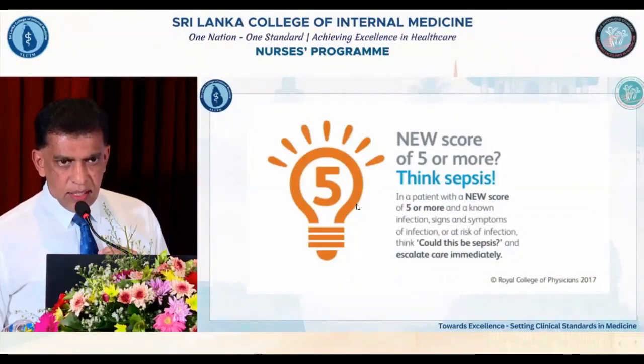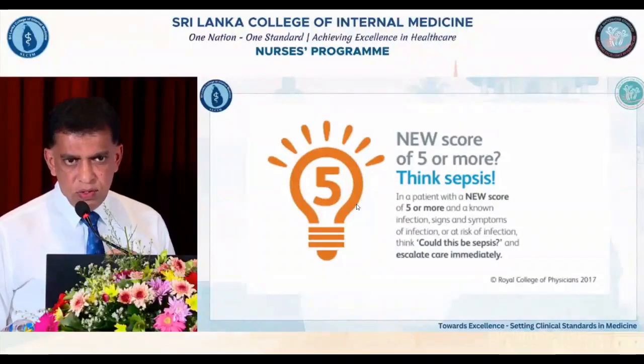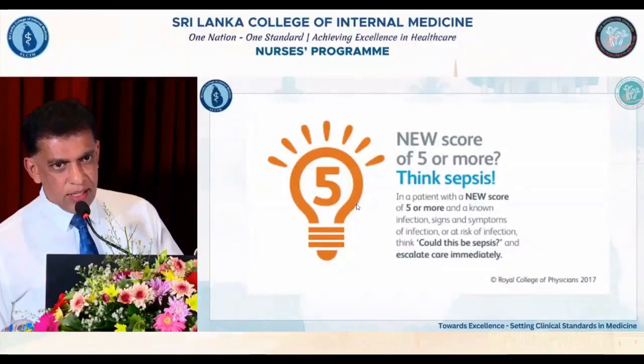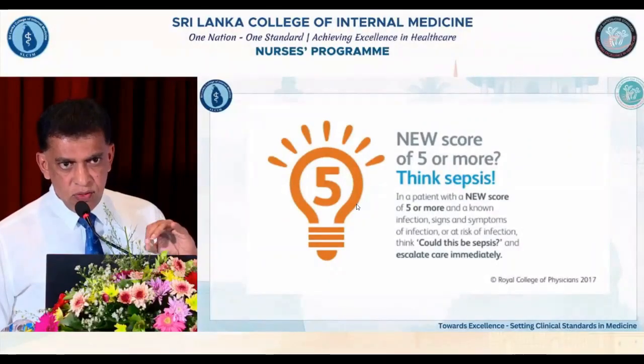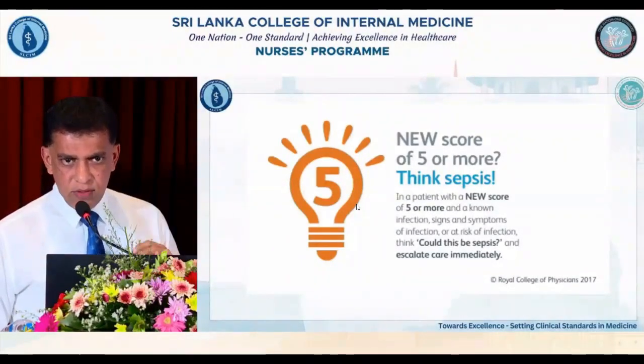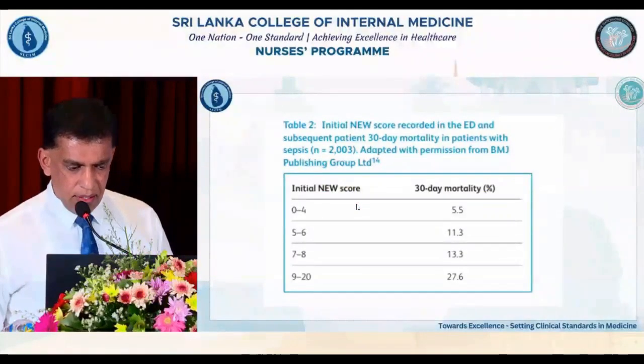So there's another thing that they have stressed. This is NEWS, the National Early Warning Score, that's the NHS. If the score is 5 or above, always suspect sepsis. Right? So there's another concept that they have gone with.